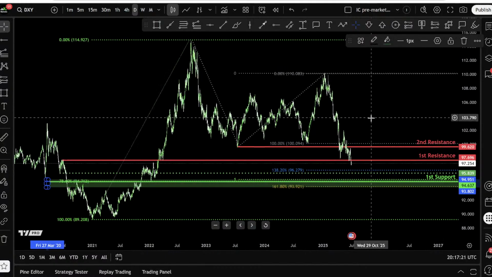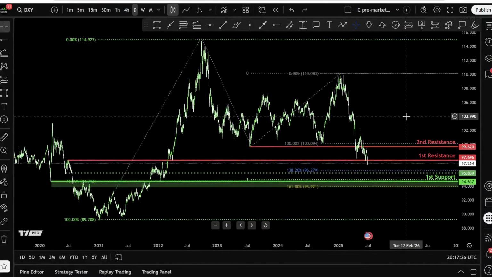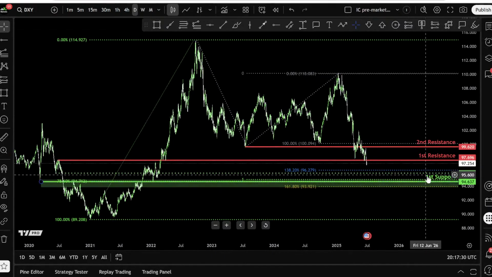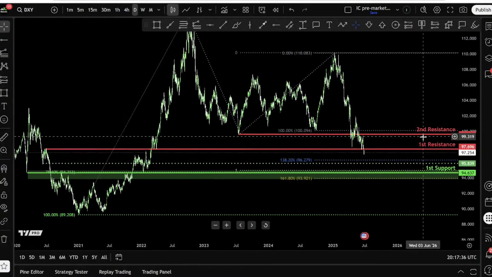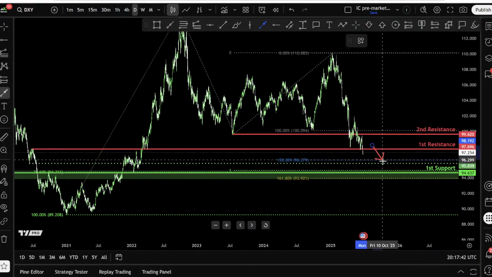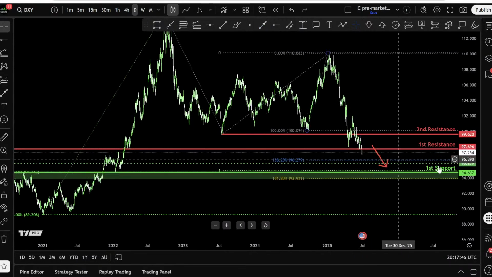Okay, so if you're unfamiliar, a confluence area is just when two or more Fibonacci levels line up in that same area. It doesn't have to line up exactly with your support or resistance levels, as long as it's kind of near it, that's good enough. Persons tend to be attracted to these areas, so this lines up with our analysis that price is going to continue to drop towards our first support.